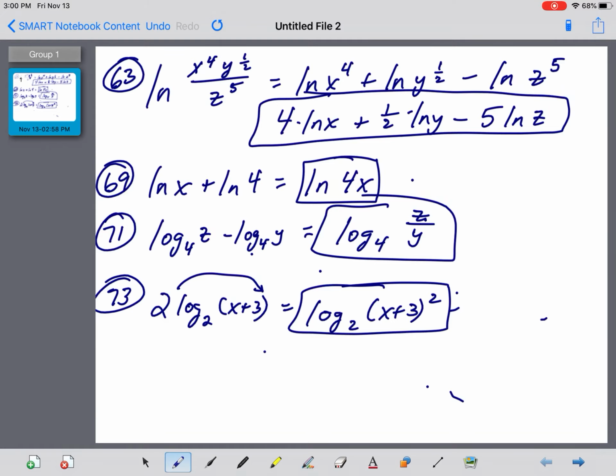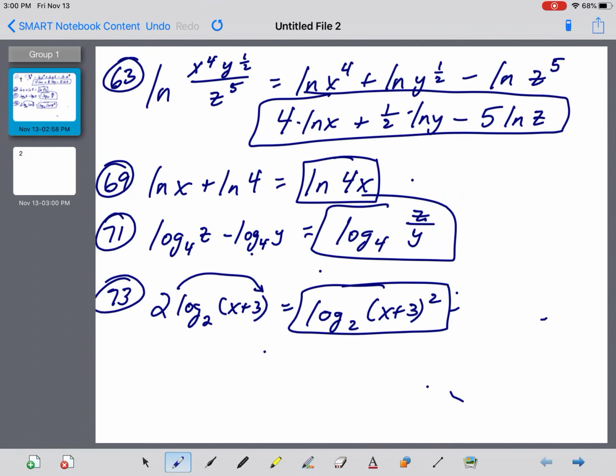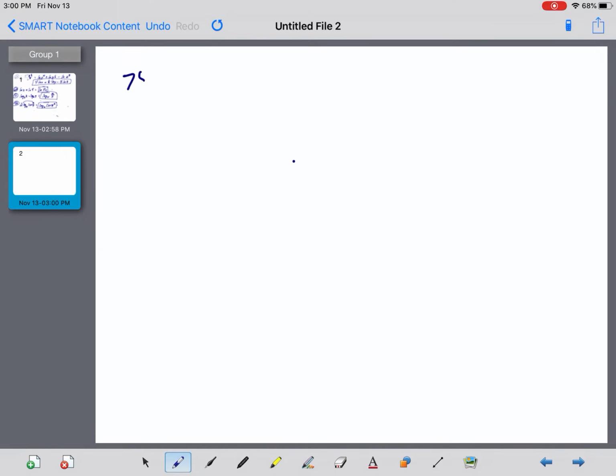Okay, 75. Almost done here. Did I lose a page? Or did I clear a page? Oh, I cleared a page. Anyway, it should be all in the recording.